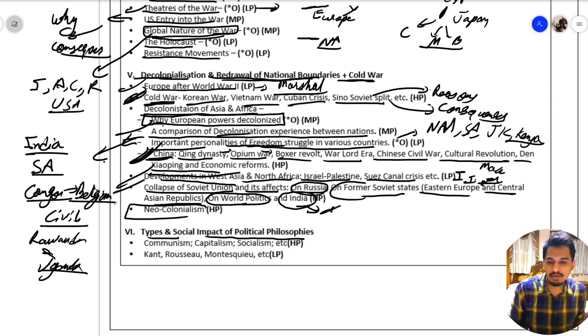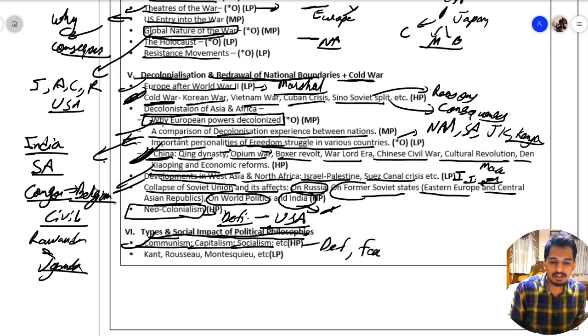Then we have neocolonialism. We should know the definition of neocolonialism with a special focus on the USA. Then we have types and social impact of political philosophy. In this, you should know communism, capitalism, and socialism. What is their definition? What are their features? And what are their differences? Then we have various writers such as Kant, Rousseau, and Montesquieu, etc. This should also be known by you in a brief manner.